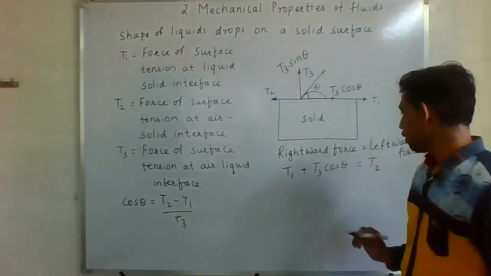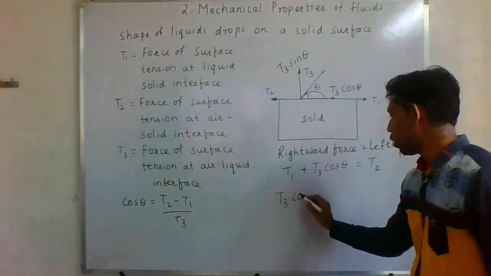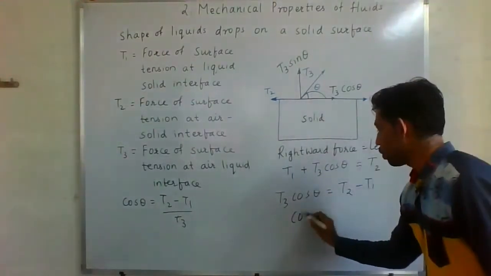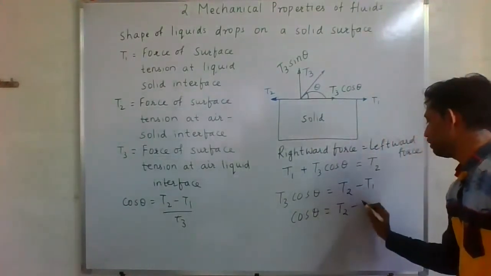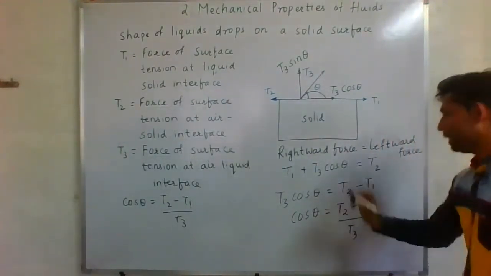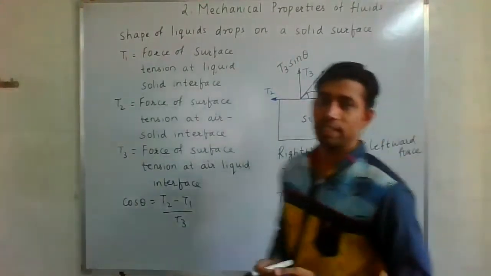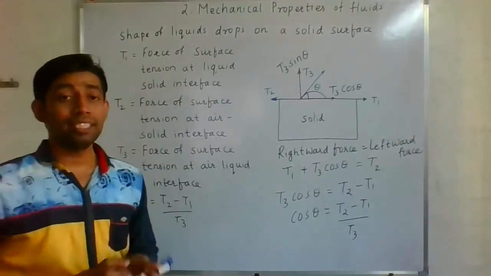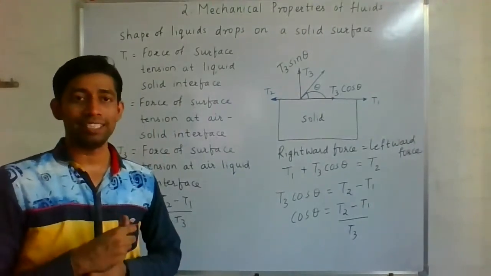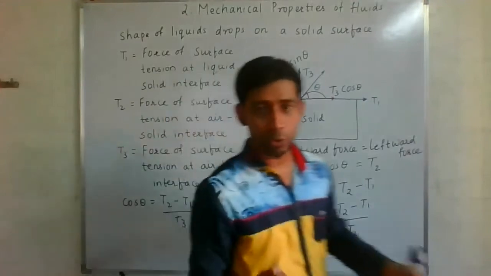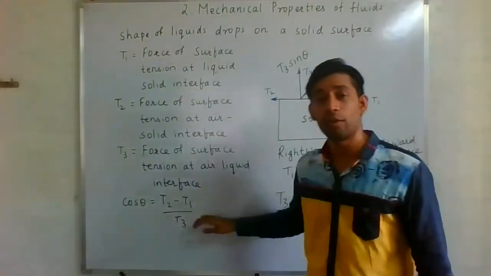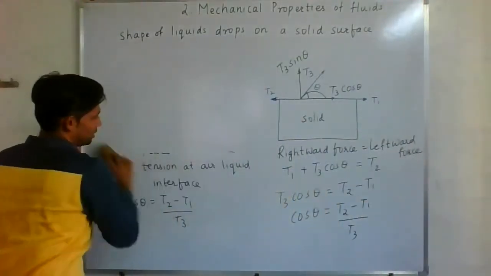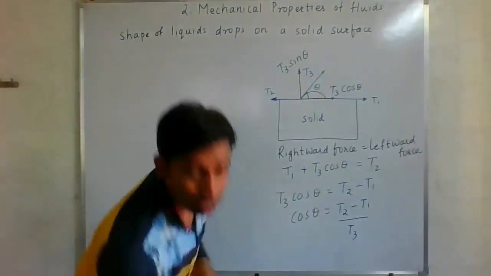Now you can observe T3 cos theta can be written as T2 minus T1. So cos theta can be written as T2 minus T1 upon T3. That is what we got over here. Now we are going to consider four cases. When will the angle be acute, when will it be obtuse? It can be obtained from this formula also. So let's move on to those four cases of possible angles.